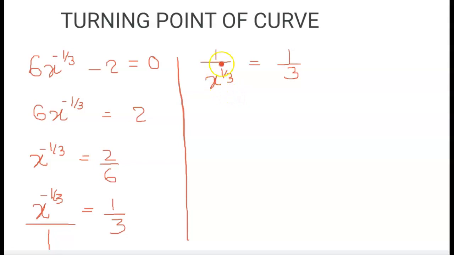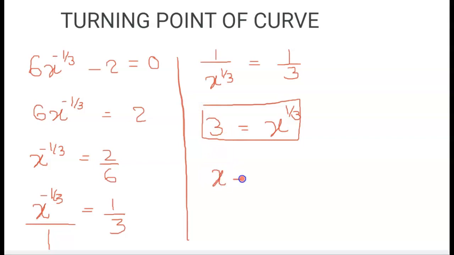Now I need to flip that one, or cross multiply. This one goes here, this one goes here, which means 3 is equal to x to the power 1/3. Or you can just flip that one and flip that one, and that's what you've got. Now once you've got this, this is not the answer. We want x. To find the x, we need to cube both sides.